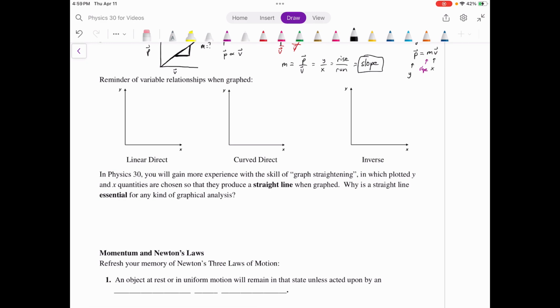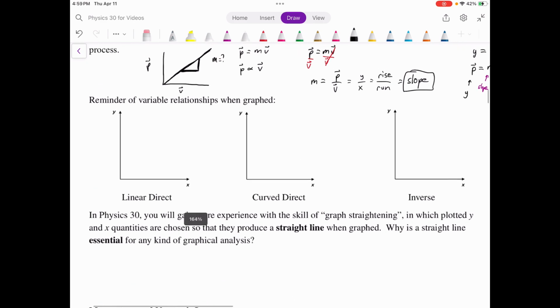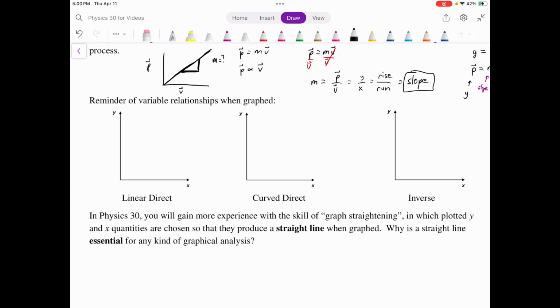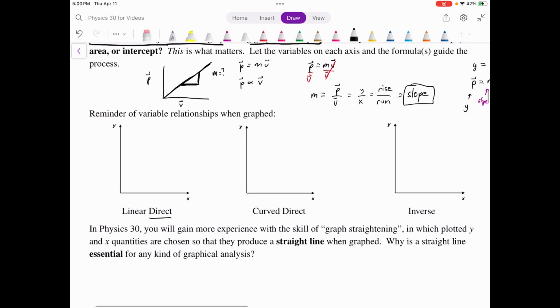We'll be seeing all kinds of these graphs as we go through Physics 30, as I'm sure you could predict, okay? So I'll just give you some reminders of the terminology. We've already seen this one, linear, direct. Direct just means as one gets larger, so does the other, right? So if you make one thing larger and the other variable also gets larger, we say those have a direct relationship. An example would be velocity and momentum.